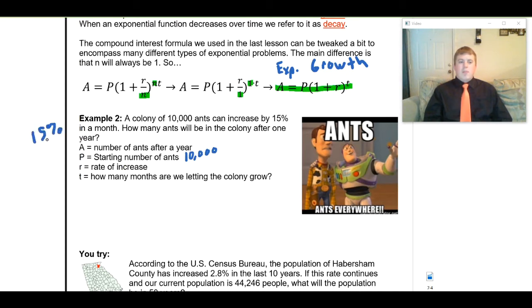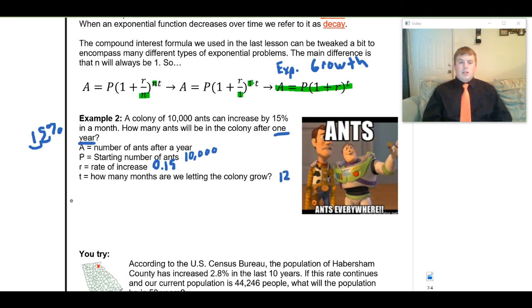Just like with our compound interest, we're going to need to change this to a decimal. So we'll need to move it over 2 places, so that becomes 0.15. And then T is going to be how many months we're letting the colony grow. This is one thing where it changes just a little bit. T is not always going to be years. It's going to be however many of the time periods you're talking about. So T is going to be the number of months. We wanted to know after 1 year, so we have to do a quick conversion. 1 year is 12 months, so our T is going to be 12.